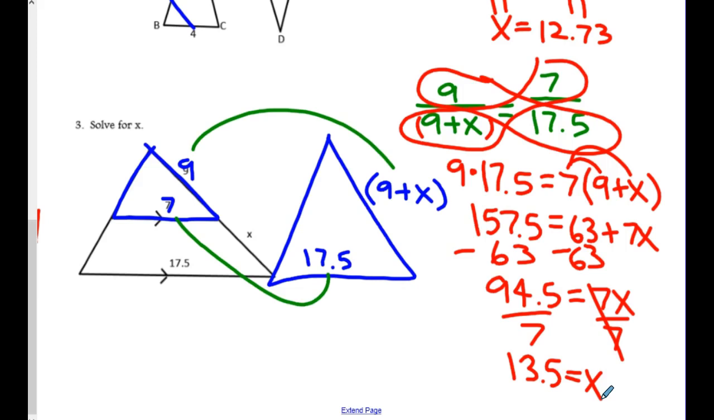So what I want you to do is flip to the next page. I want you to get some practice doing these proportions. Okay, so that's your goal for the rest of class. Knock these out. Okay, go ahead and get started on that.